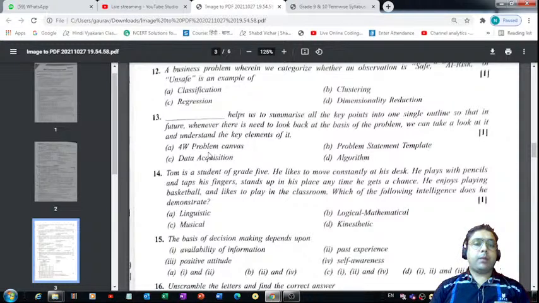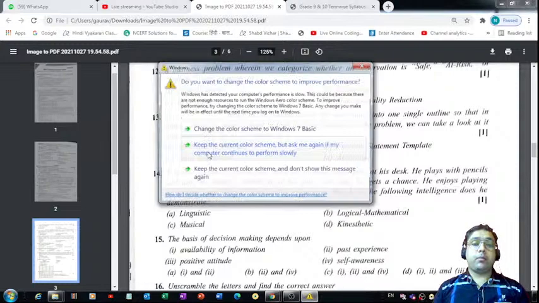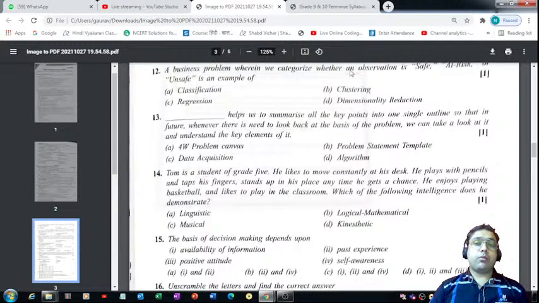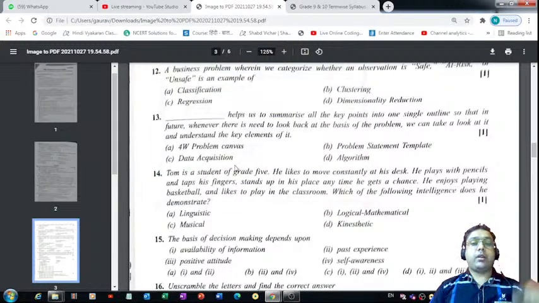4W problem canvas refers to four parameters: who, what, why, and where. If you have a problem statement and you want to mention the who parameter, it covers all the stakeholders or people who are getting affected by the problem. So those names will come in the category of who. Then comes what. What is the problem? Right? How can you say the problem you have scoped in the data acquisition stage is actually a problem?